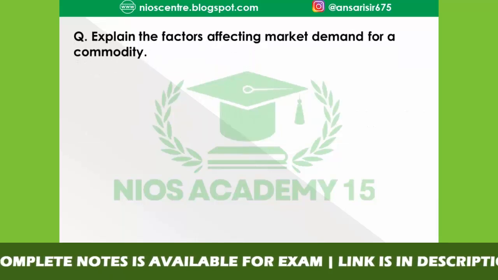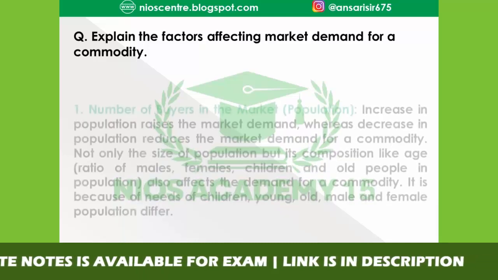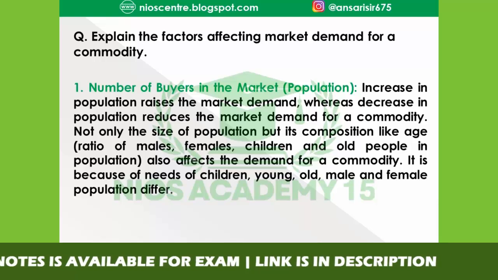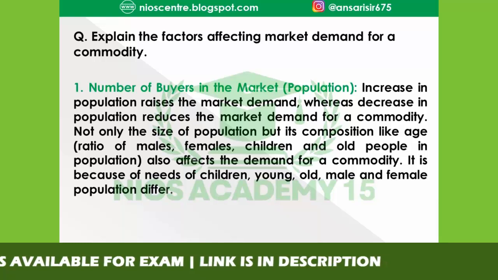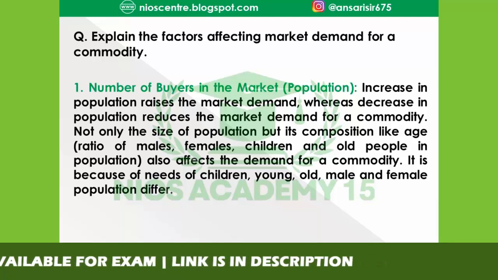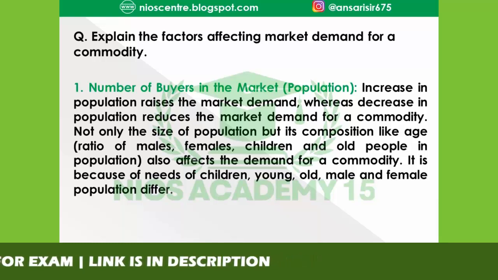Next important question is, explain the factors affecting market demand for a commodity. And the answer is, first point is number of buyers in the market. An increase in population raises the market demand, whereas a decrease in population reduces the market demand for a commodity. Not only the size of population but its composition, like age, also affects the demand for a commodity. It is because the needs of children, young, old, male and female population differ.